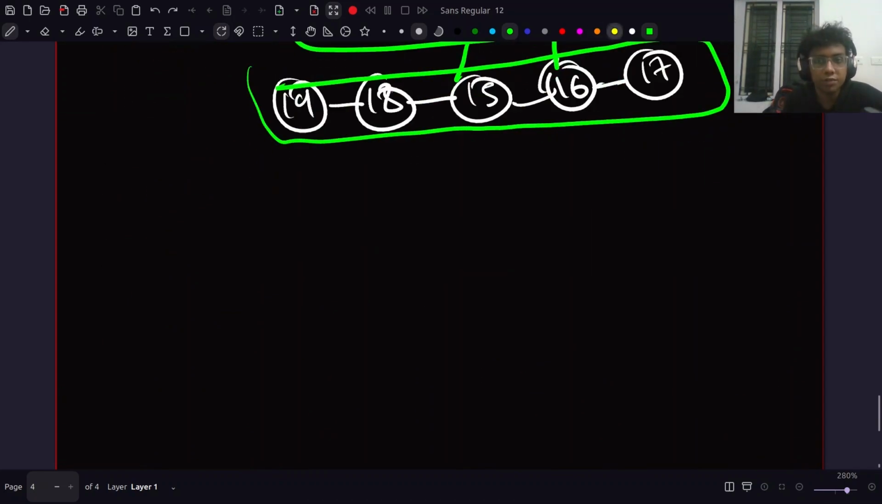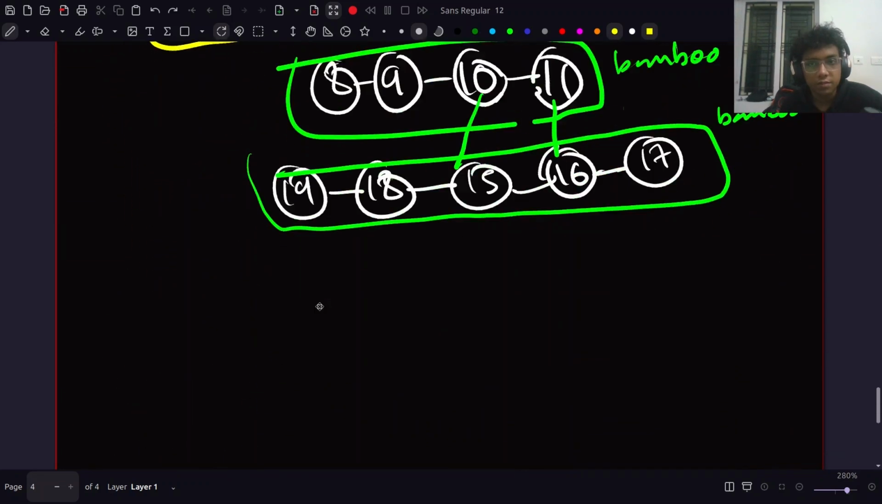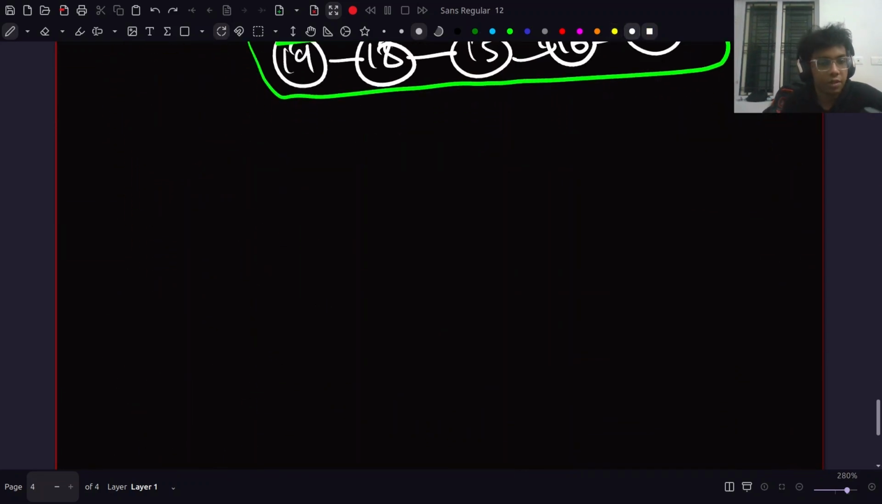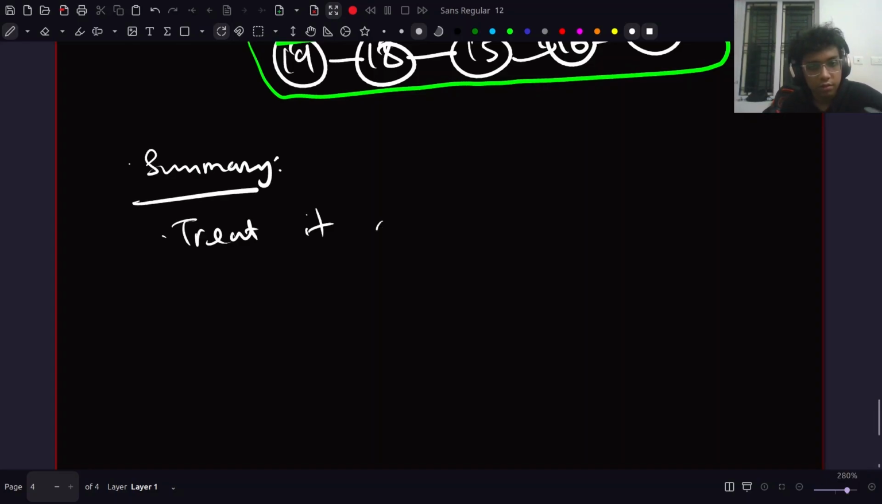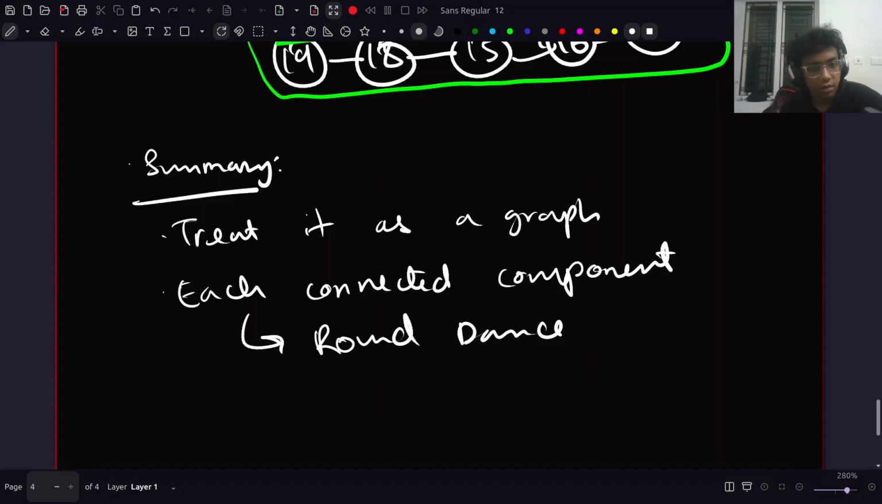So basically what we have seen from this example and this intuition of seeing it in the graph form is, let me just summarize what we have seen. Summary: treat it as a graph. Each connected component will obviously be in the same round dance, right? Same round dance. And then cycle connected components.